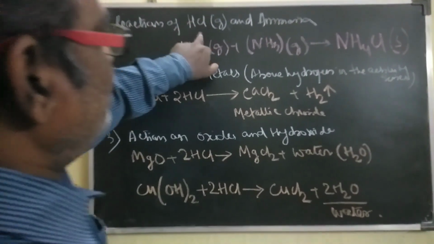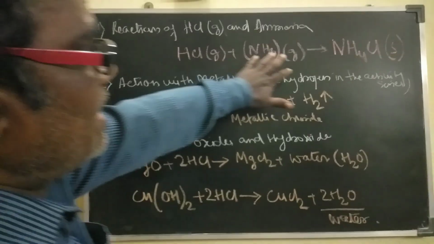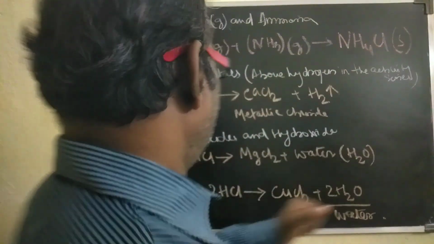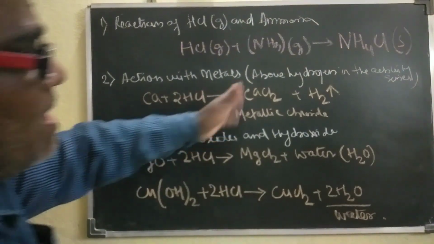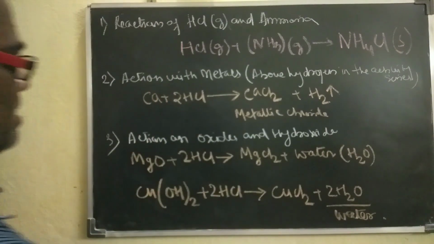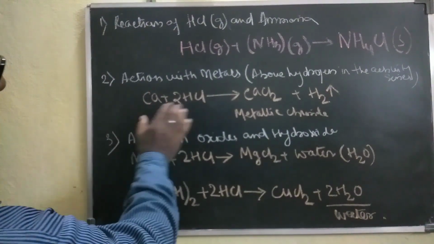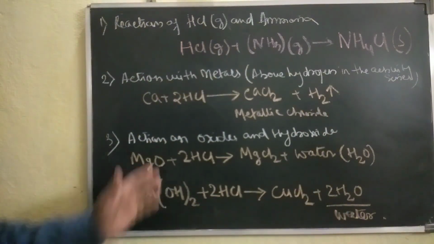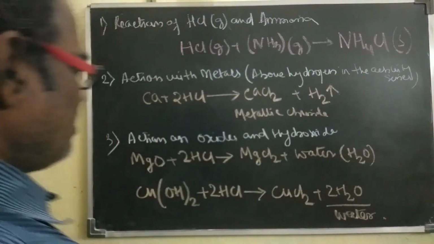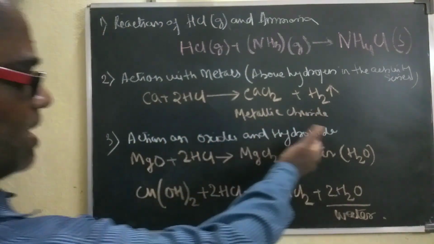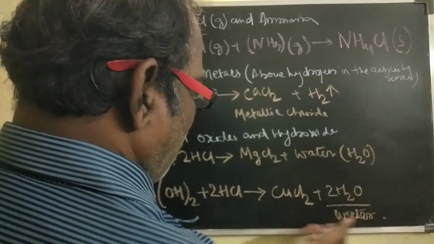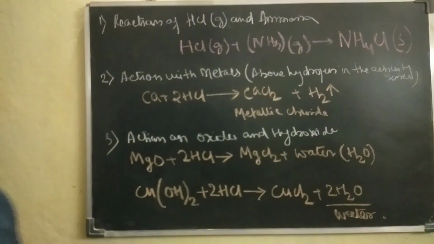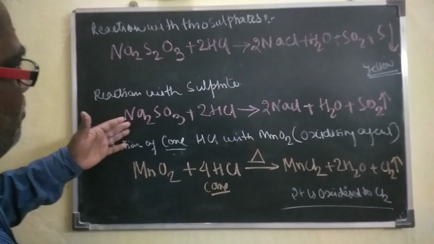We go with a few important chemical reactions. Number one, reaction of HCl with ammonia. Both are gases and form solid ammonium chloride. Next, action with metals which are higher than hydrogen in the activity series. So when calcium reacts with hydrogen chloride, it produces hydrogen gas. Action on oxides and hydroxides. Whatever the action may be with oxides or with hydroxides, water is formed in both cases. These two reactions are very important.